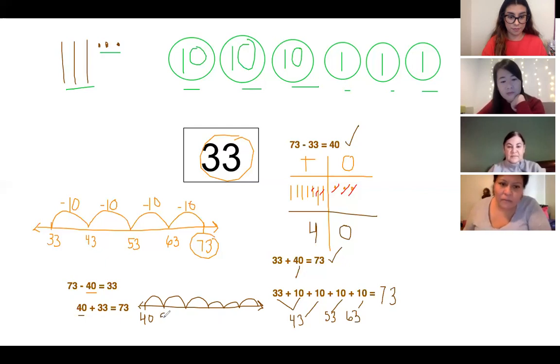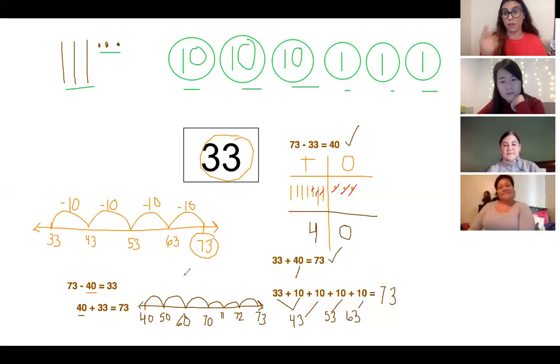So 40 and 10 more is 50. 50 and 10 more is 60. Sorry. No, you're good. 60 and 10 more is 70. And those are single hops. So 70 and 1 more, 71. 71 and 1 more, 72. And 72 and 1 more, 73. Beautiful. So thank you for remembering that those were single hops.